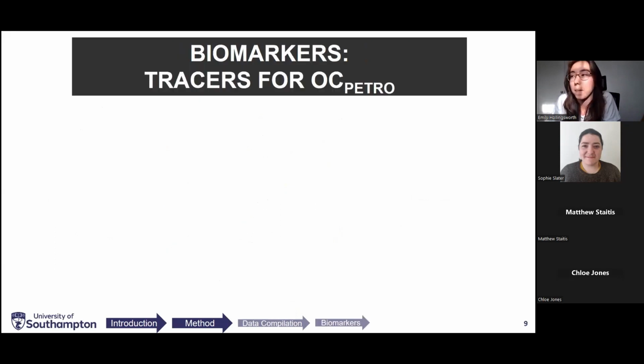And so we look at these shallow marine sediments, and we identify if there's OC petro in them by using biomarkers. And biomarkers we can use as tracers for OC petro because they change their structure with higher temperature and higher pressure.